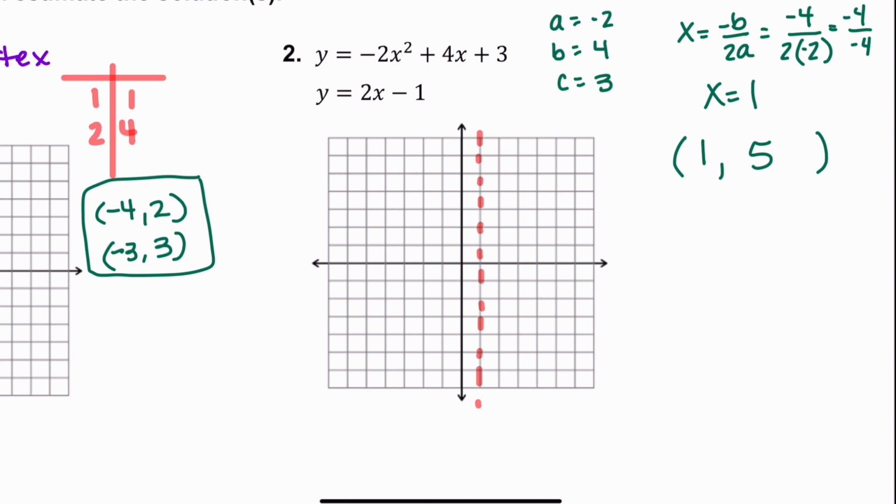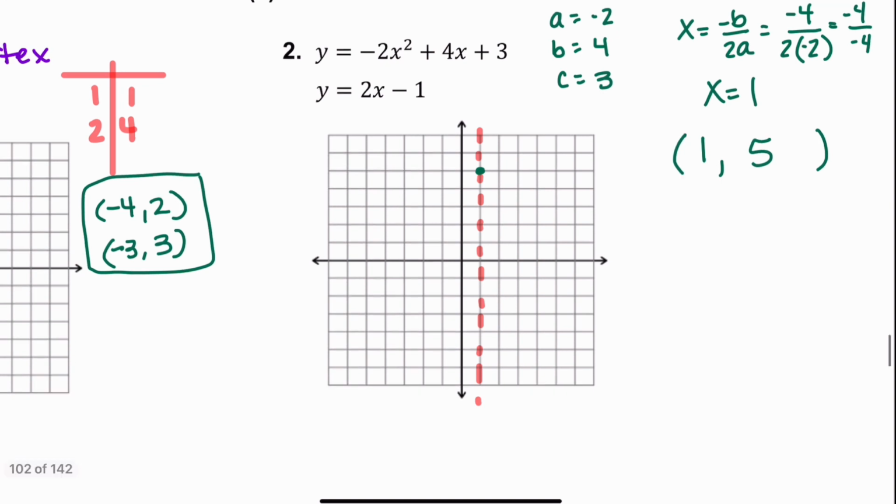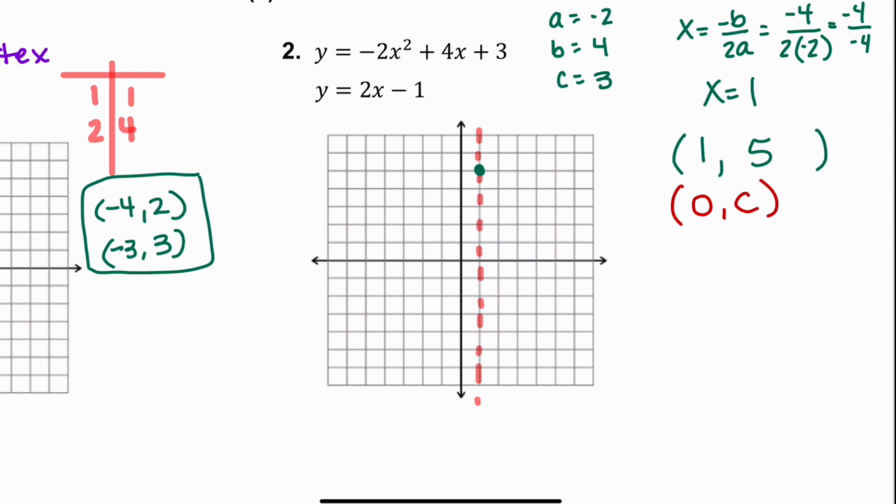So I'm going to go over 1, up 1, 2, 3, 4, 5, and we're going to put in our vertex. Now to get the rest of the graph, we can use our y-intercept. Our y-intercept is always (0, c). Our c value is 3, so we're going to have another point at (0, 3). This graph reflects over the axis of symmetry. It's going to look something like this.